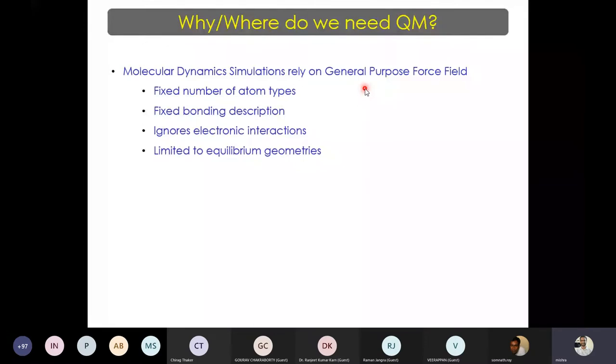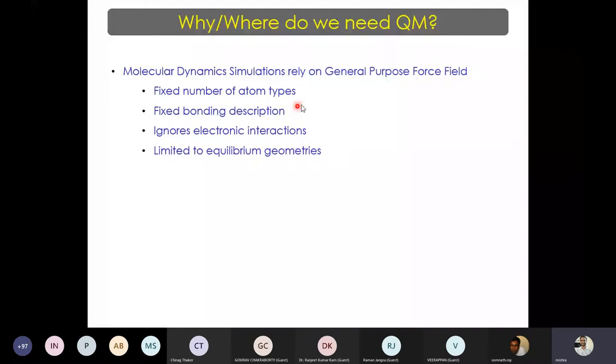But while that is a strength of this approach, certain weaknesses come because of the very nature of using a general purpose force field. For example, you have a fixed number of atom types. But we know that in the real world, there are always chances of being surprised by a new atom in a very different chemical environment for which your force field may not have an atom type. In force field calculations, you also have a fixed bonding description. If you define a bond through a harmonic potential, that bond remains a bond because the harmonic potential is not elastic. So the bonding description becomes fixed.